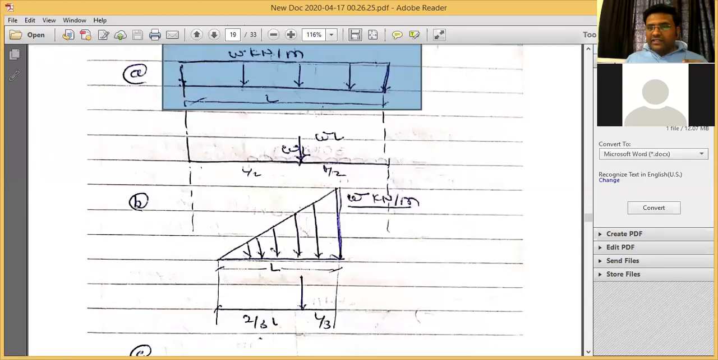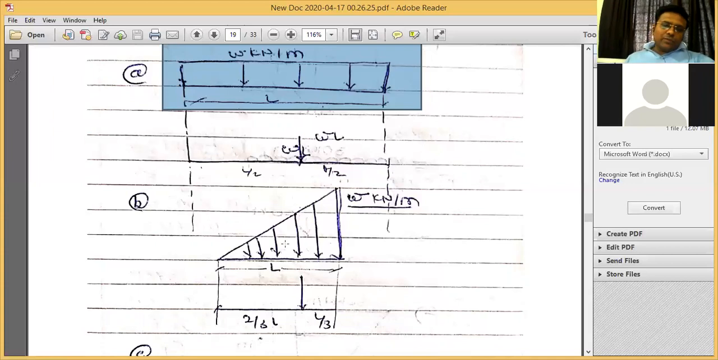If you remember this, you will never make a mistake in the conversion of UDL and UVL. Right? So this is the triangular uniformly varying load. You can observe a triangle having intensity W kilonewton per meter, having the base as L.